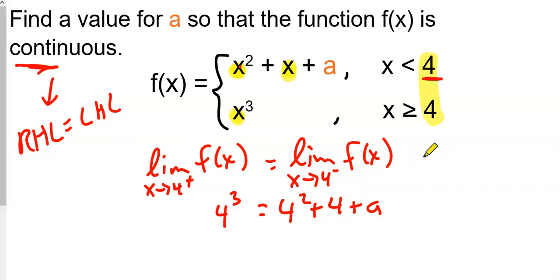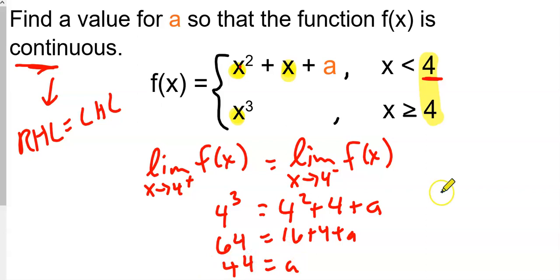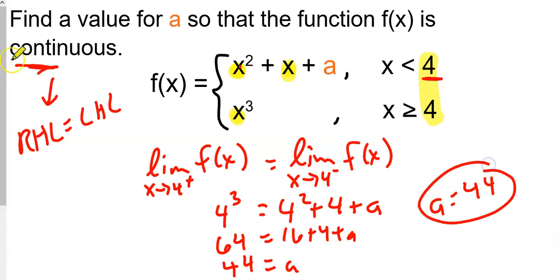Okay, so 4 cubed, 64, equals 16 plus 4. So that becomes 20. And then I can subtract 20 and get a to be 44. So that is your value that will make it continuous. Okay? All right, so this concludes our notes for the second day of continuity.